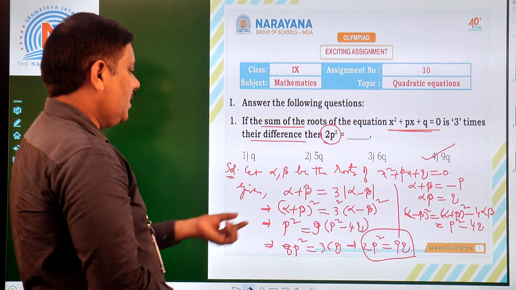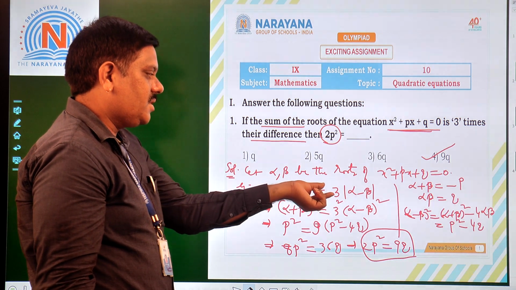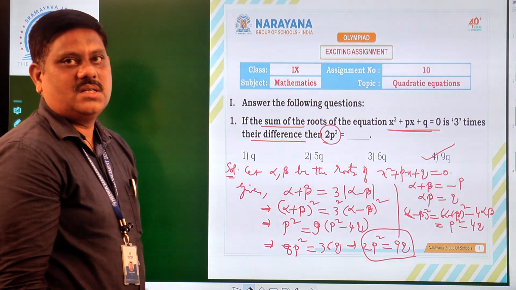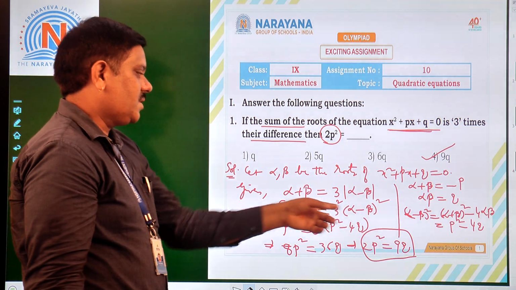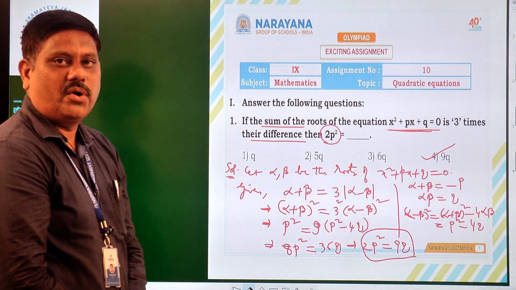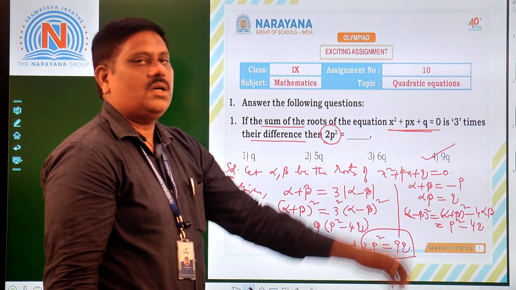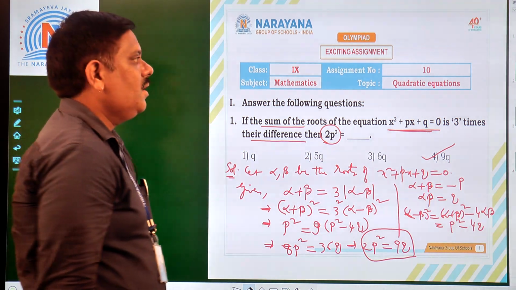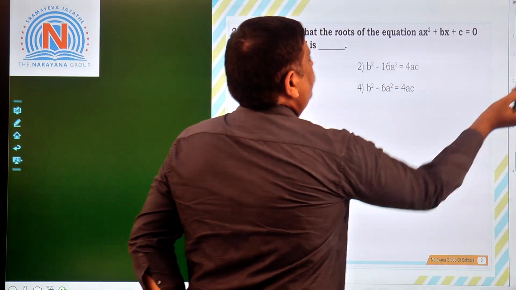So what is the condition here? Alpha plus beta, the sum of the roots, is 3 times the difference of the roots, that is mod alpha minus beta. After that we squared on both the sides. With that we got the answer as 2p square is equal to 9q. So the fourth option is the right answer for us. Okay. Now let us do the next question.